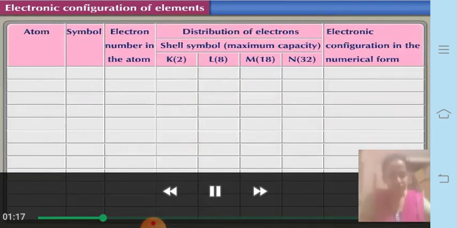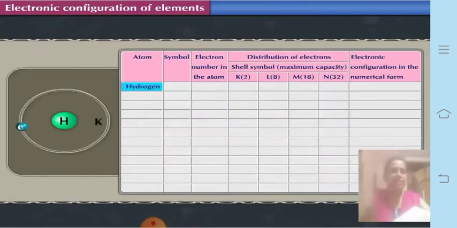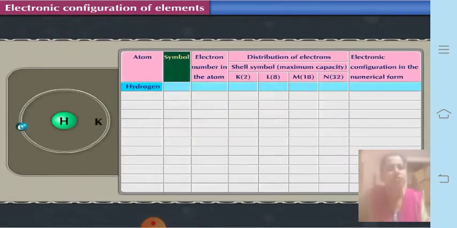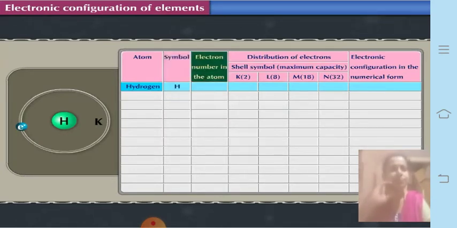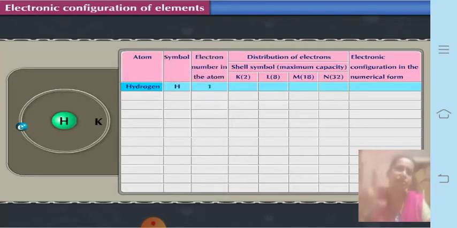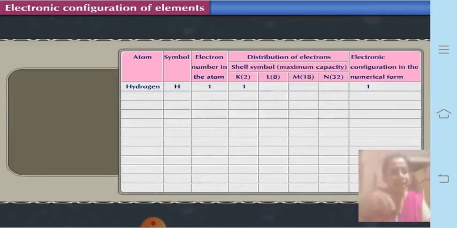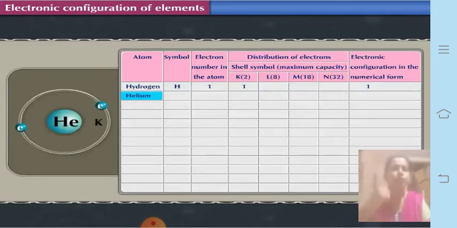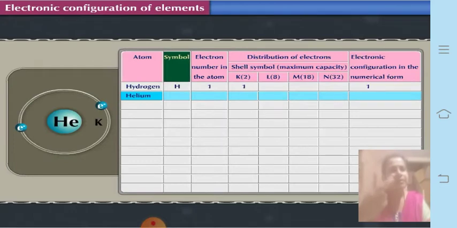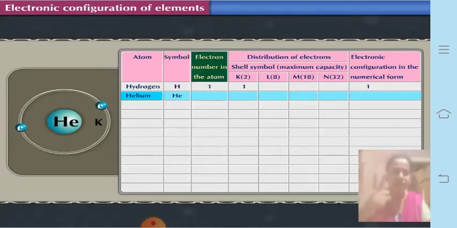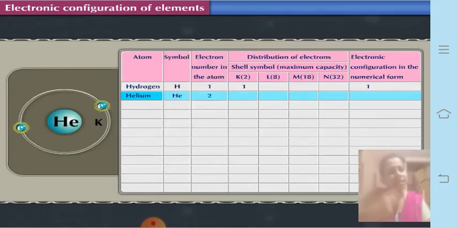First one is hydrogen. Let's see what the electronic configuration of hydrogen is. The symbol is H and the number of electrons is 1. So it is accommodated in the first shell itself, that is K. So its electronic configuration becomes 1. Next we have helium, whose symbol is capital H, small e. It has 2 electrons and therefore it is accommodated in the K shell. So its electronic configuration becomes 2.